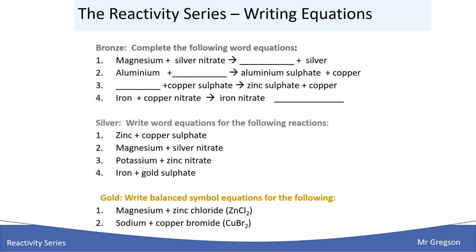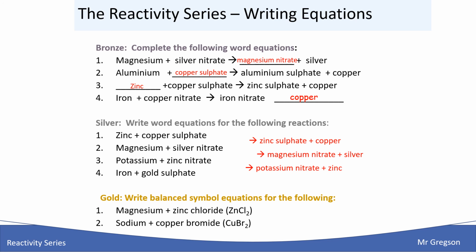Okay, welcome back. So here is the answer checking. So magnesium nitrate, copper sulfate, zinc, copper, and for the silver section, well done if you've completed the bronze section, and if you got onto the silver section and got these, well done. Word equations for the following reactions: zinc sulfate and copper, magnesium nitrate and silver, potassium nitrate and zinc, iron sulfate and gold.